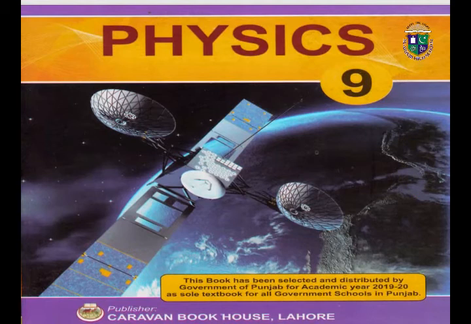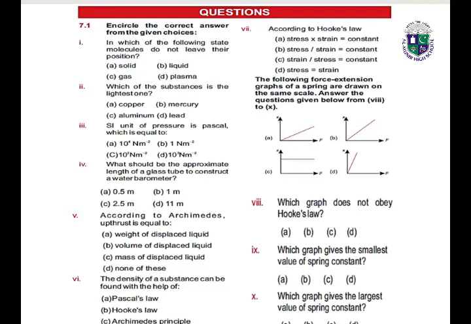This is the title page of your physics book for class 9. Yes, here we have our exercise. Question number 7.1. Encircle the correct answer from the given choices. Yes, in number 1 we have, in which of the following state molecules do not leave their position. So here we have the 4 answers and we have to select the correct one.